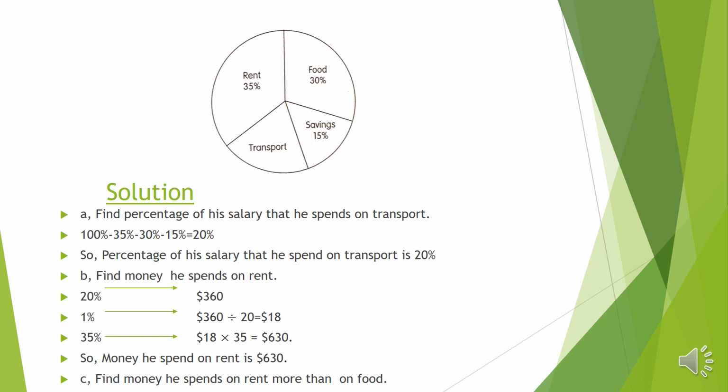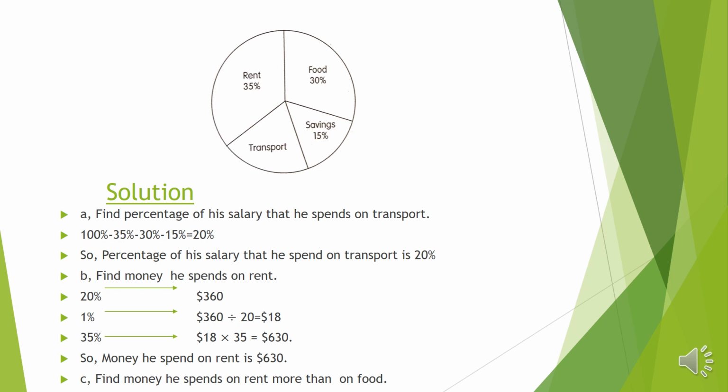A. Find the percentage of his salary that he spent on transport. Everyone knows the whole of the pie chart equals 100%. So we got 100% minus Henry's rent, food, and saving. And then we got 100% minus 35% minus 30% minus 15% equals 20%.